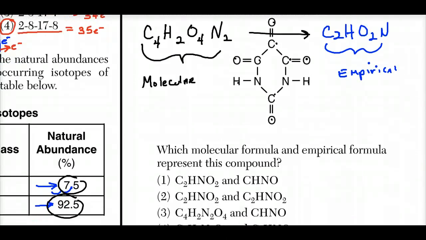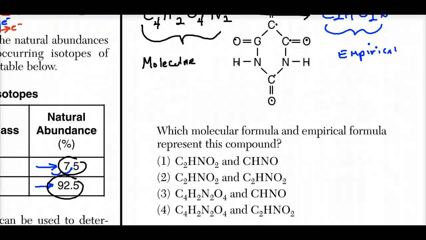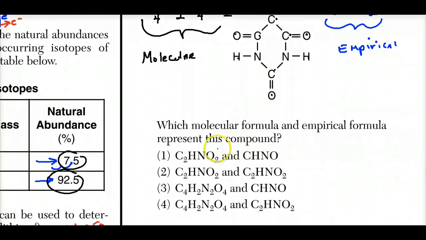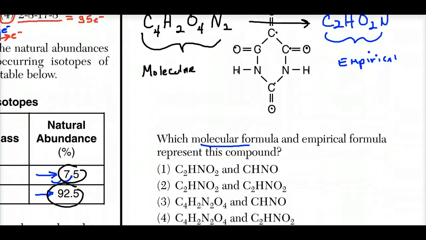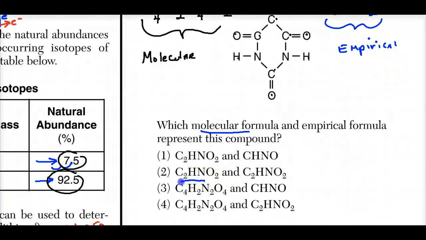So look at our choices. Which molecular formula represents this compound? They said molecular first. So if you counted with me, it's C4H2O4N2. And there it is. There's your molecular formula, the one we got. Of course, the N and the O are switched.